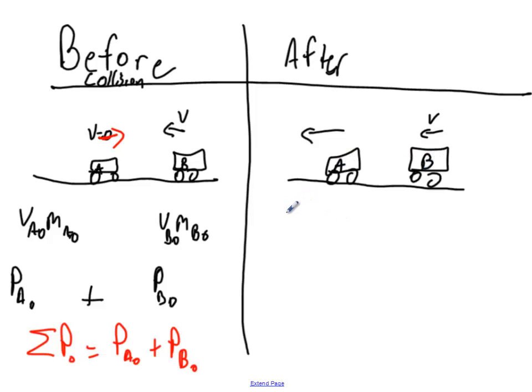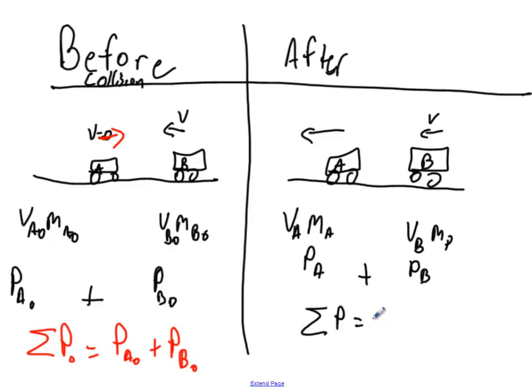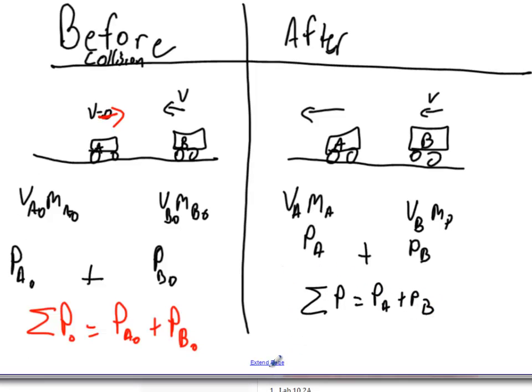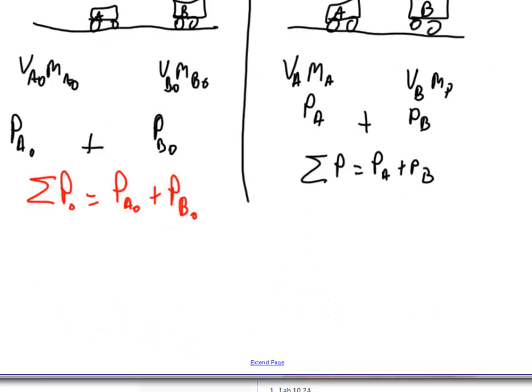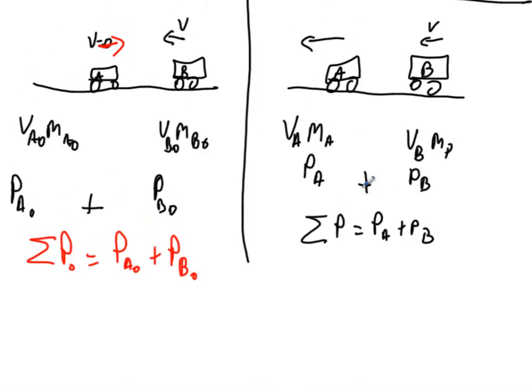So what I have over here, this is still cart A, this is still cart B, but now their velocities are going to be different. So the velocity of cart A at the end times the mass of cart A at the end is its final momentum. This is cart B, so velocity of cart B times mass of cart B is its final momentum, and if I add those two things up, the total final momentum is equal to the momentum of A plus the momentum of B after the collision. And this is the law of conservation of momentum. This tells me that the net initial momentum is the net final momentum.